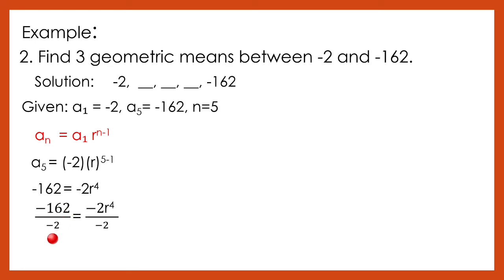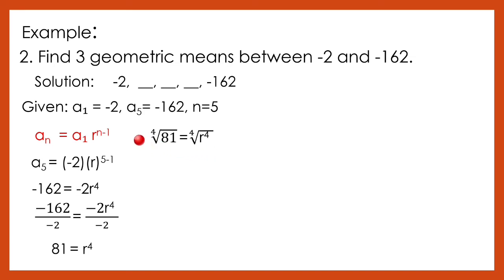-162 divided by -2 is positive 81. And then -2 over -2 cancels. So what's left is r raised to the 4th power. So we have a 4th power here. Let's solve by extracting roots. So the 4th root of 81 equals the 4th root of r raised to 4.